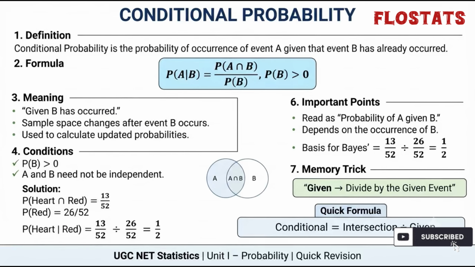Conditional probability is the probability of an event occurring when another event has already occurred. It is calculated by dividing the probability of both events occurring together by the probability of the given event. The main idea is that once the given event has happened, the sample space changes. Memory trick: given means divide by the given event.